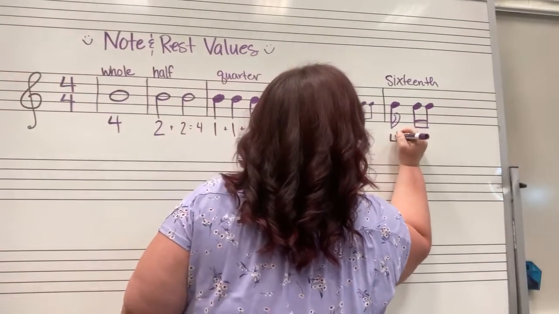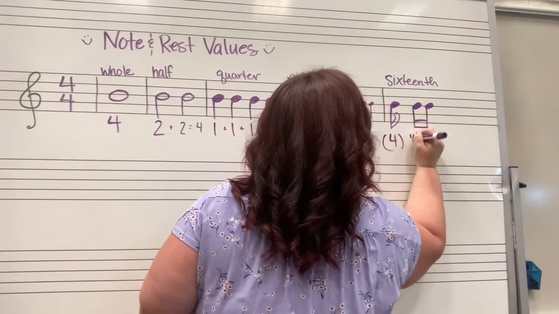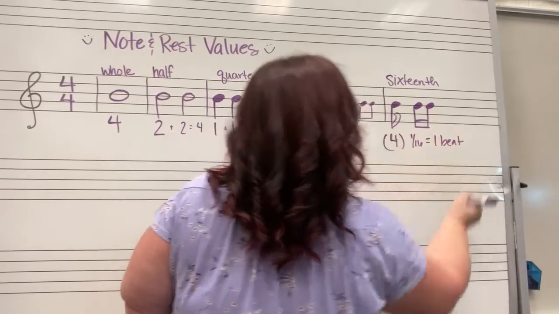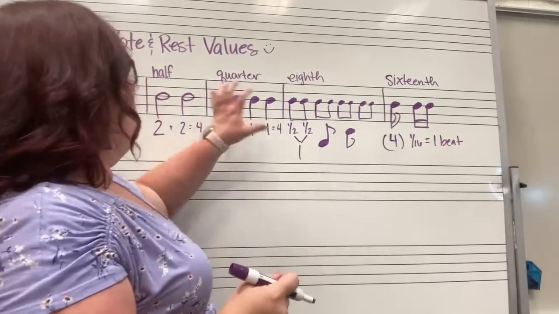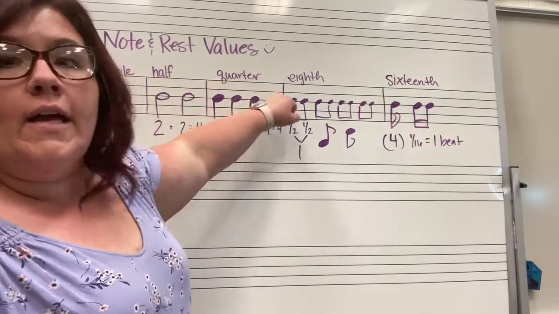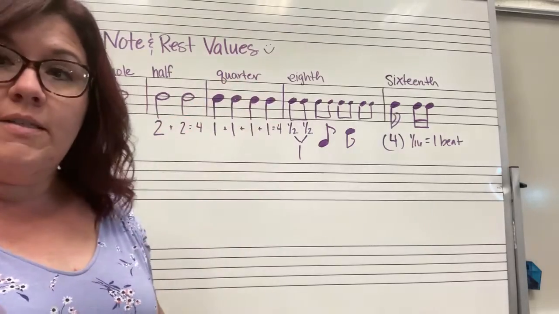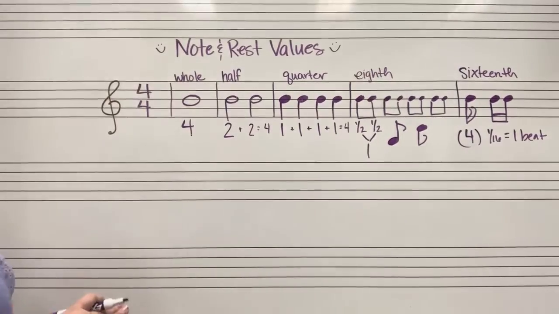So 4 16th notes equals 1 beat. Easy peasy. Just remember, everything in between your bar lines in 4/4 time signature is going to add up to 4 beats. All right? Let's come back over here.